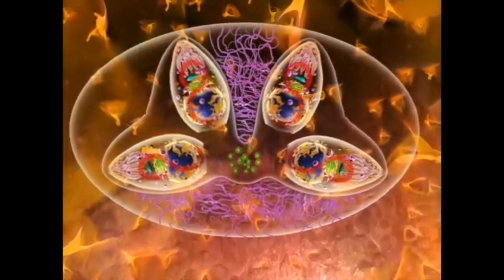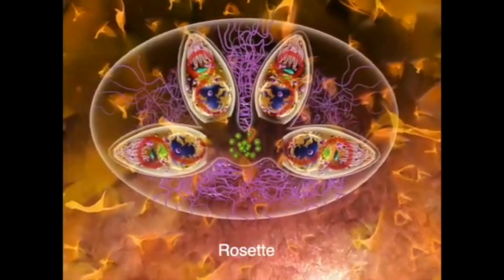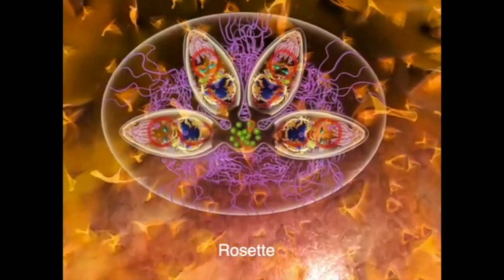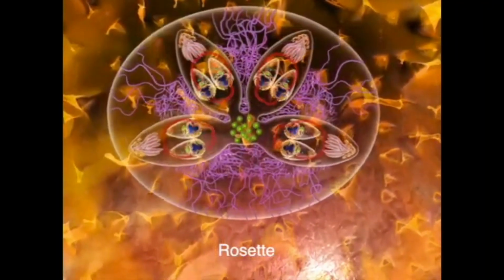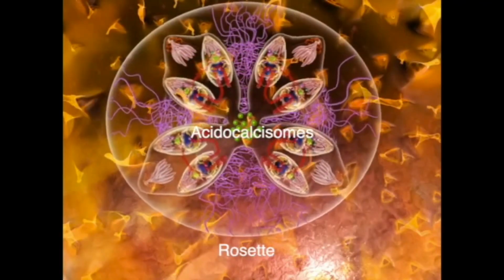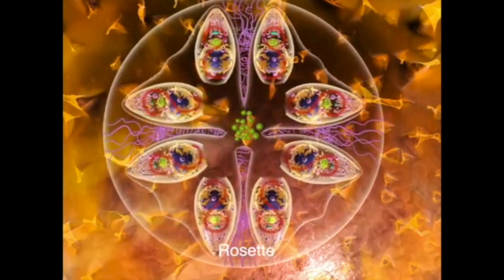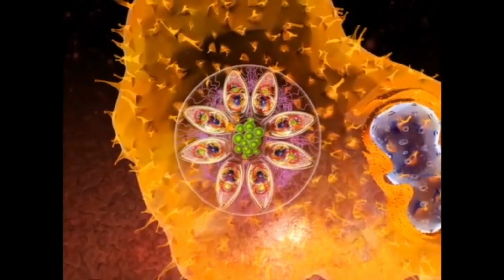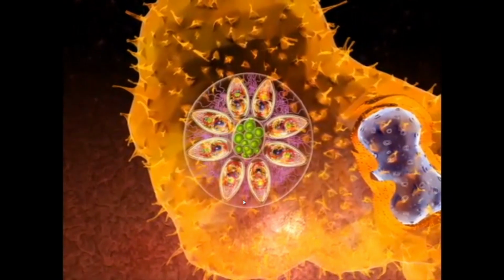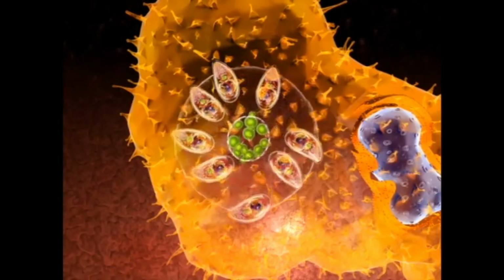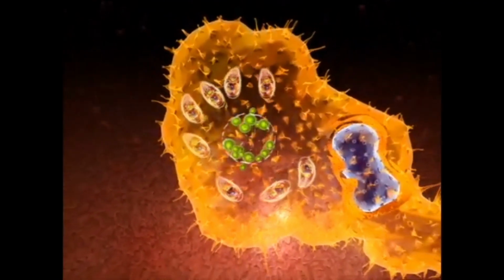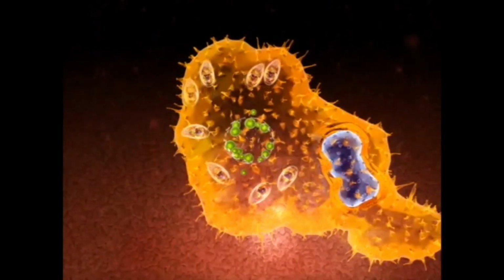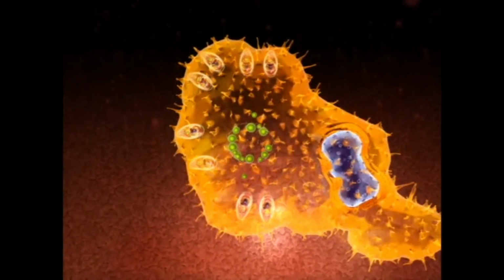After several endodiogenic cycles, the parasites are assembled as a rosette around the residual body that progressively accumulates acidocalcisomes. Ultimately, the parasites detach from the residual body, break first the vacuole and then the plasma membrane, and move seeking new host cells to invade. This cycle then repeats.